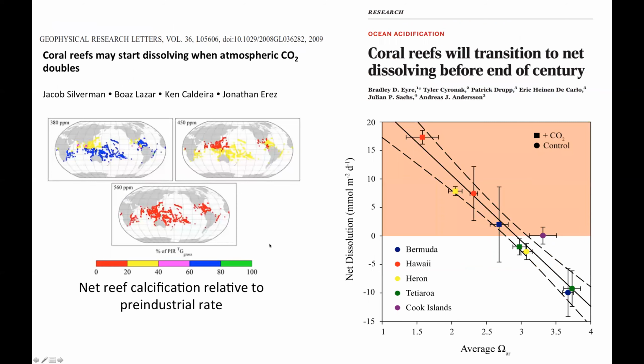Jack Silverman and colleagues used a numerical model and concluded that coral reefs may start dissolving when atmospheric CO2 doubles. In the other paper here, Brad Ear and colleagues used incubation chambers deployed in situ in permeable carbonate sediments. Here, aragonite saturation state is shown on the x-axis, the rate of dissolution on the y-axis. And as you can see, as the saturation state decreases, the rate of sediment dissolution increases. And at aragonite saturation state of about 3, there's this transition from net calcification to net dissolution.